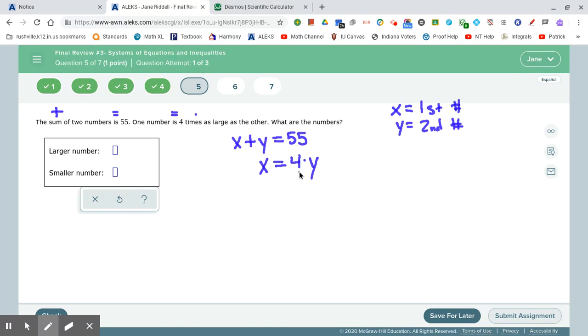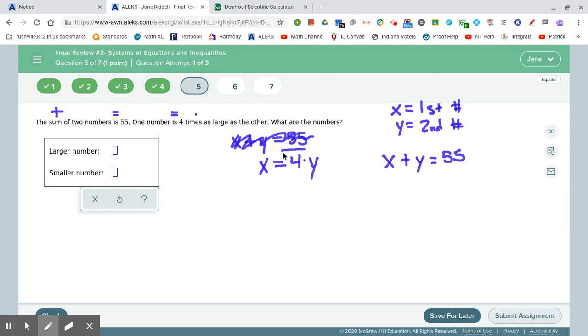So it's your choice, especially dependent upon what they give you for this problem. Are you going to use substitution or are you going to use elimination? Mine's set up perfectly for substitution because I have x equals 4 times y, and then x plus y equals 55. Mine's not lined up. Notice my y term isn't lined up, so I'm going to use substitution. I'm going to rewrite this so my 2 equations are side by side.